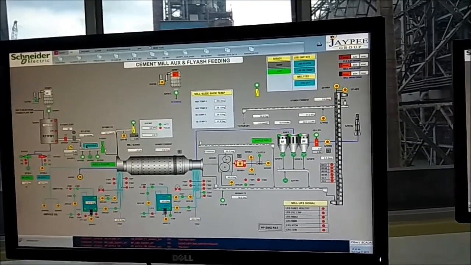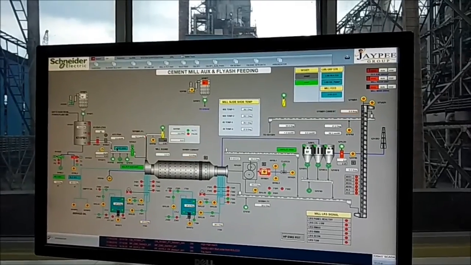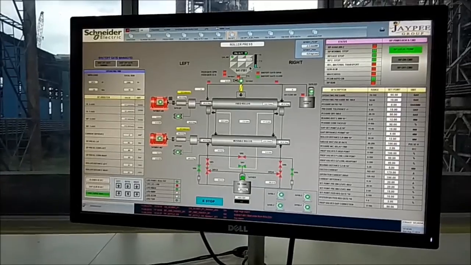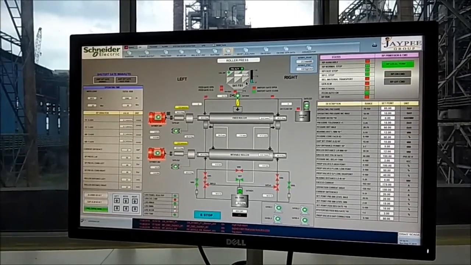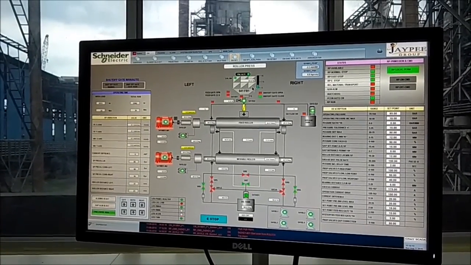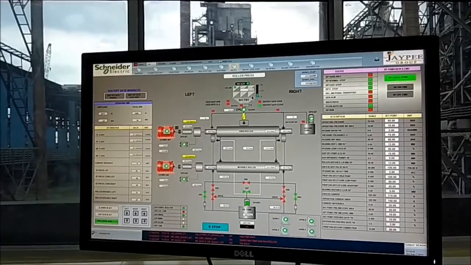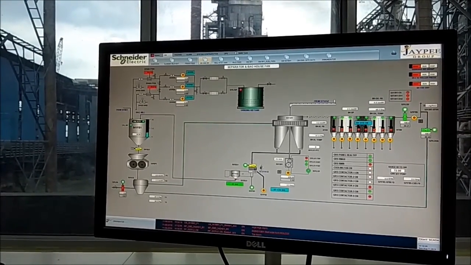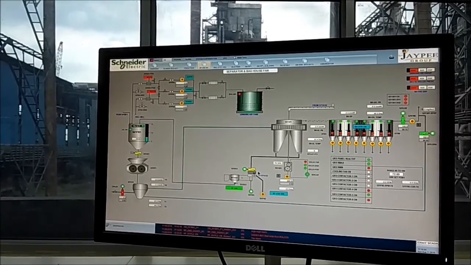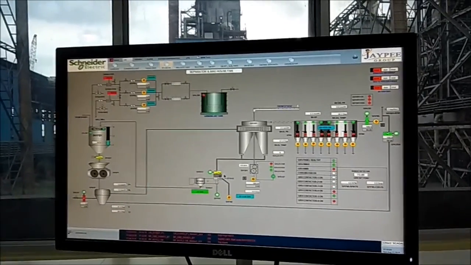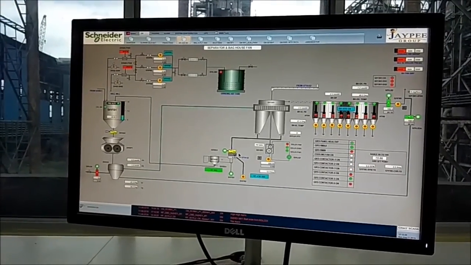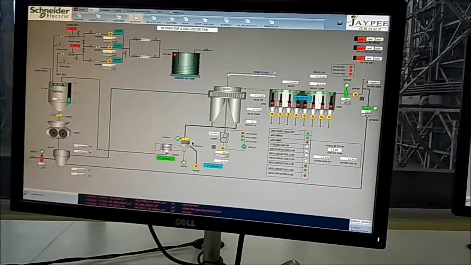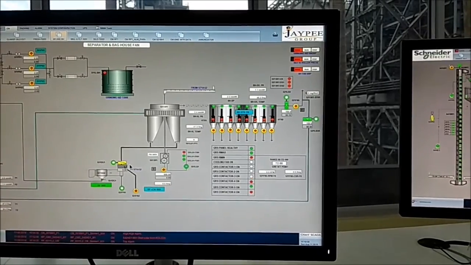Again, we are taking the rejected material which came from the separator. So basically, the material gets recycled. It again comes back to the storage, which we call a ball mill.